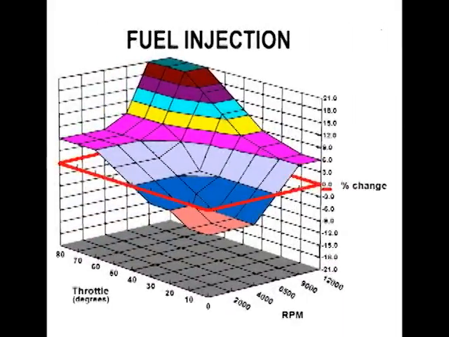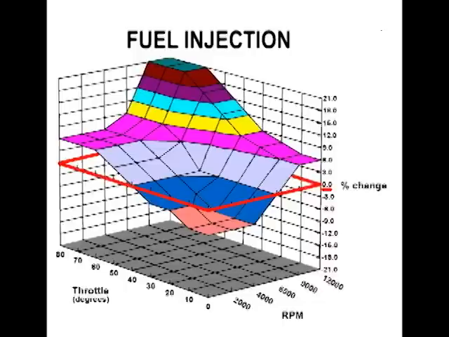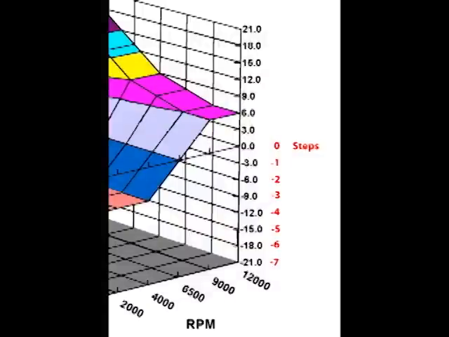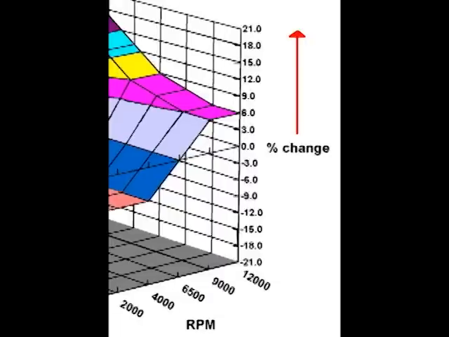For fuel injection, each of these points can be edited from the baseline of 0, which is the standard fuel injection map, to -7 steps and up to +7 steps. Each step represents a 3% change in fuel injector duration time. You can increase a fuel injector duration by up to 21% in 3% steps, and decrease injector duration by 21%, also in 3% steps.